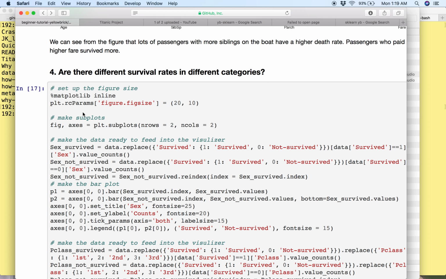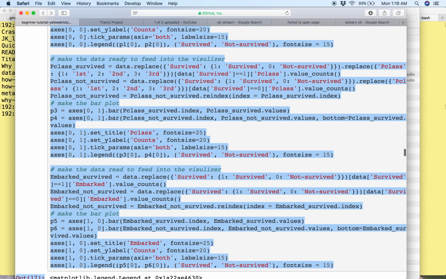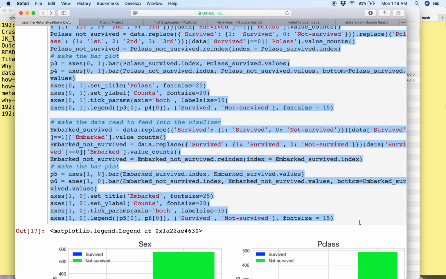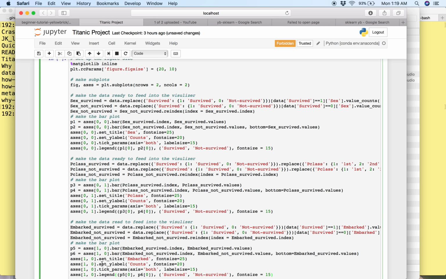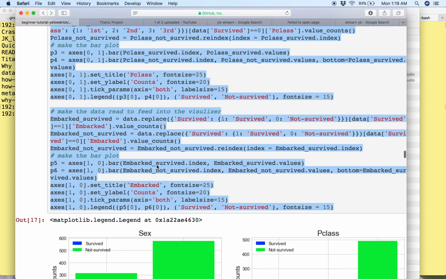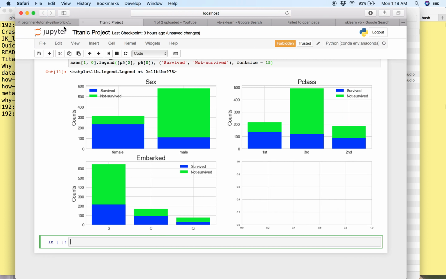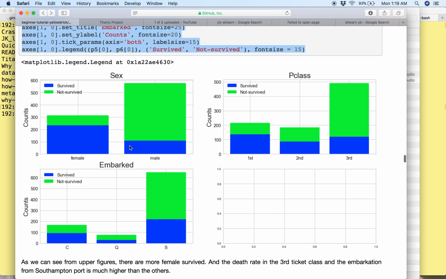So I'm going to copy this code block and paste it in. We'll go ahead and just look at it from this page so you can follow along. So you have a breakdown of male, female, survived, not survived. We can see that women tended to do better than the men. No surprise there.